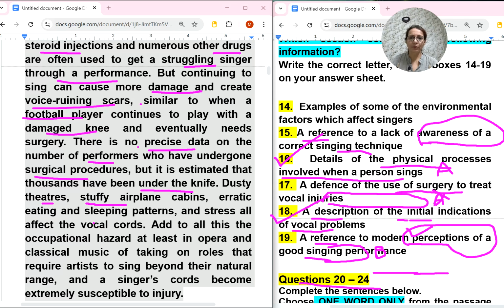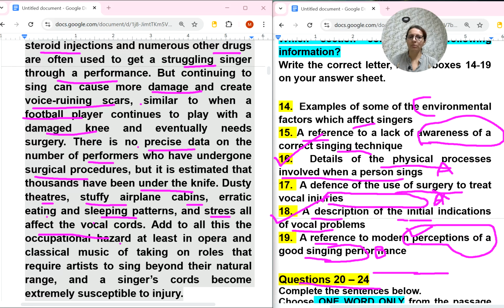Dusty theaters, stuffy airplane cabins, erratic eating and sleeping patterns, stress all affect the vocal cords. So, are they talking about environmental factors which affect singers? Yes, this can be, because I think cold, where they were talking about cold symptoms and all, this is also an environmental factor which affects singers. And here it is clearly given: dusty theaters, stuffy airplane cabins, erratic eating and sleeping patterns and stress all affect the vocal cords.